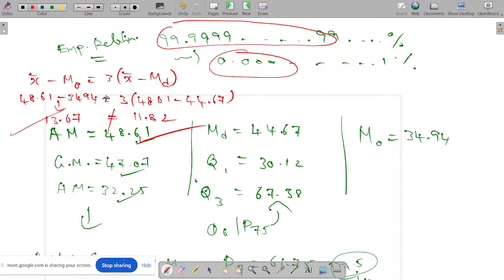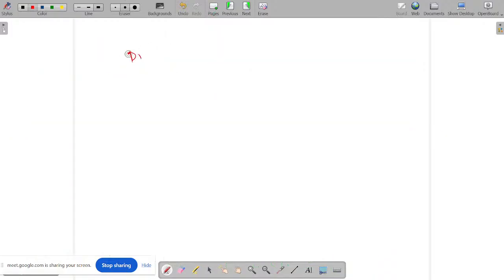So measures of average is over. Measures of dispersion, I request you to do as an assignment. Just substitute the values and do it. Okay. So you can take it as an assignment. All the values, absolute values, relative values, everything.